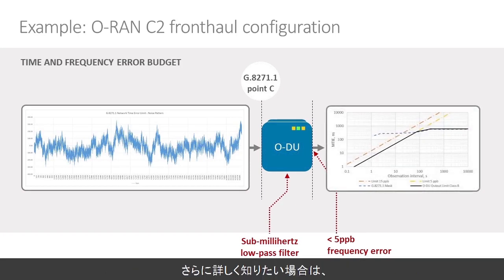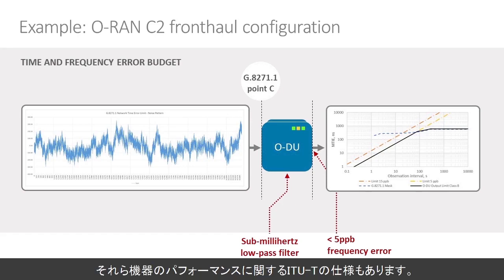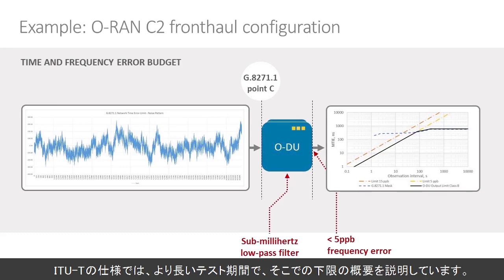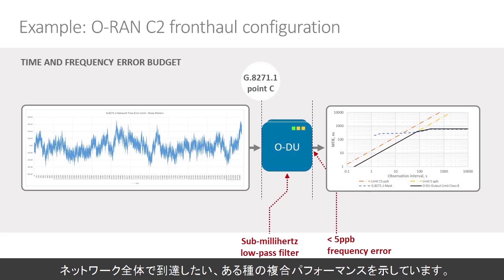If you want to go further, there's also specifications in ITU-T for the performance of that kind of equipment. And you can see here that in the longer duration of testing, we've outlined the lower limits there. So there's kind of a combined performance that you may want to reach to deliver this overall network performance.